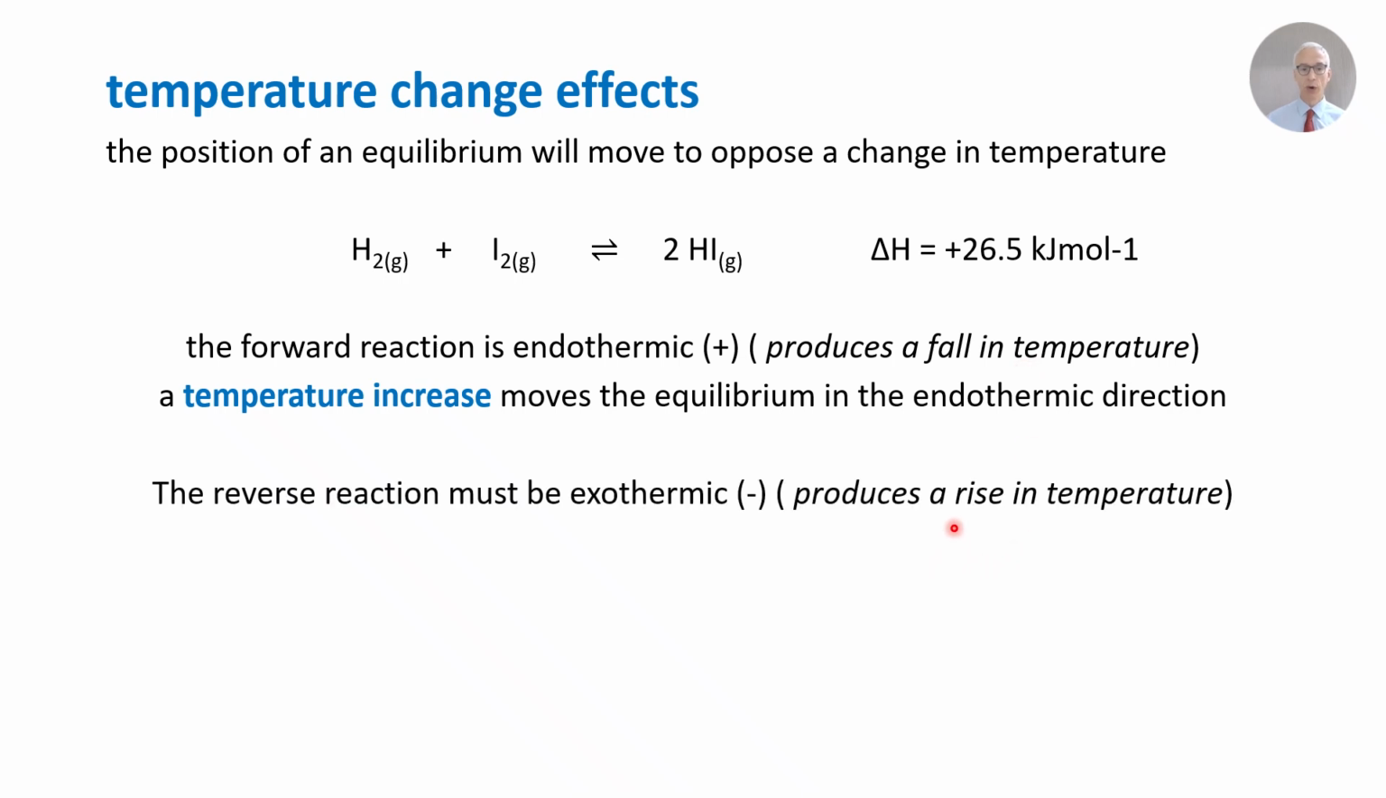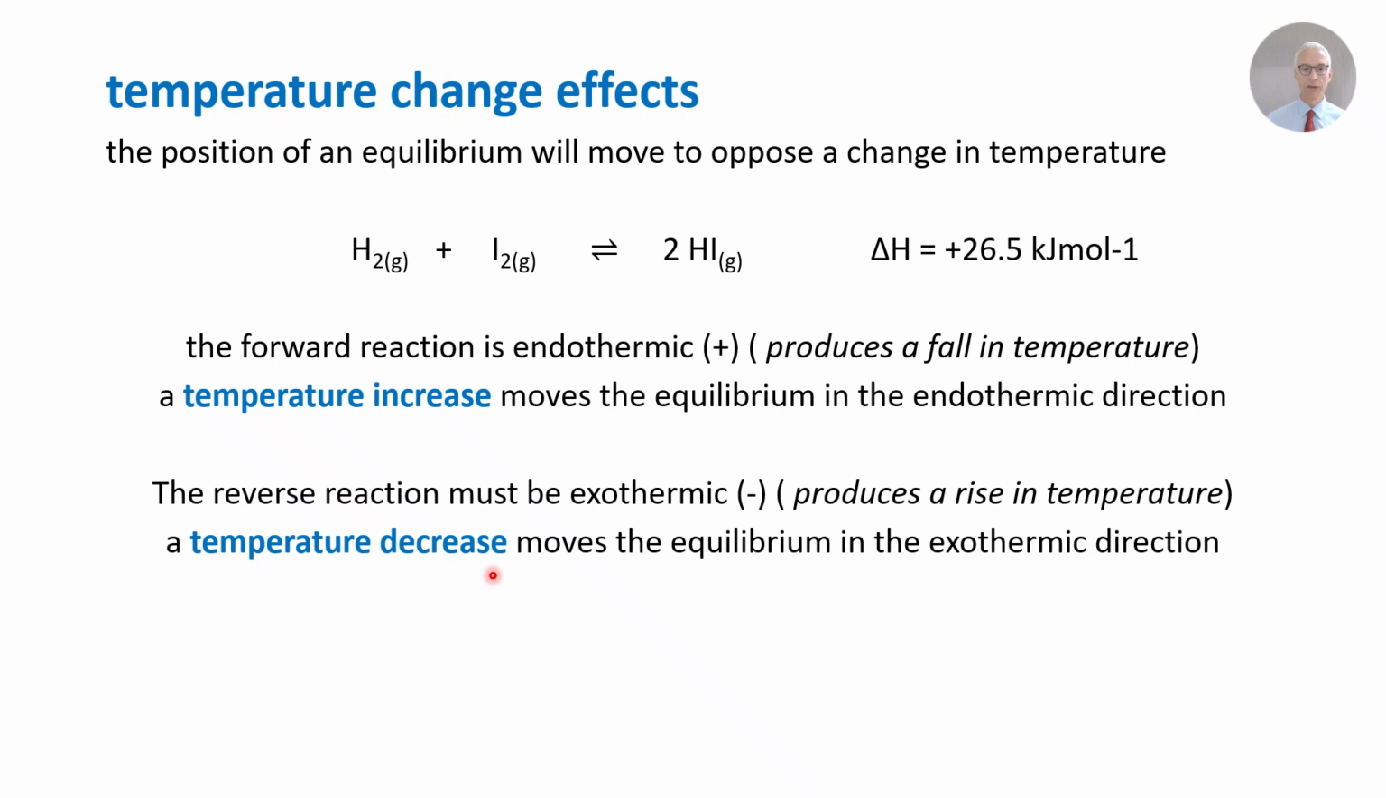Now, if the forward reaction is endothermic, the reverse reaction must be exothermic. So from hydrogen iodide to hydrogen and iodine, must be exothermic, and that will produce a rise in temperature. So if a temperature decrease is imposed, then the equilibrium will move in the exothermic direction to attempt to increase the temperature.